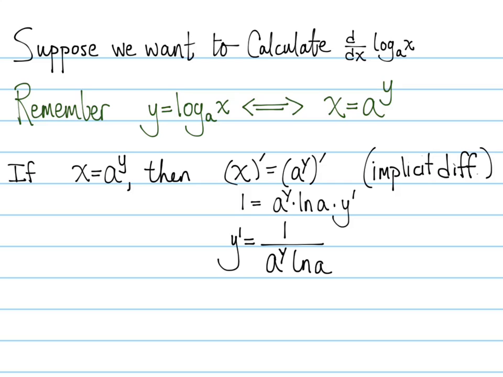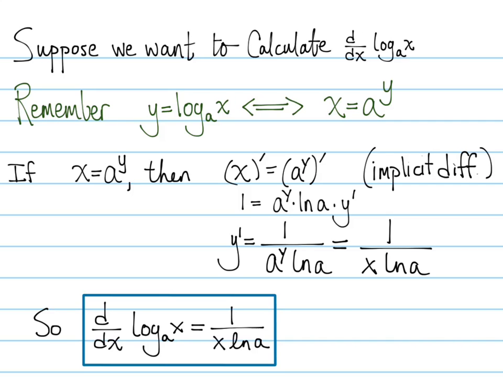And do you remember what a to the y was? It was x. And so it's just 1 over x times the natural log of a. So that's really nice. The derivative of log of x is 1 over x ln the base. If the base is e, instead of writing log, we write natural log, ln, and so the derivative of ln of x is just 1 over x. Why? Because the ln of e is 1.